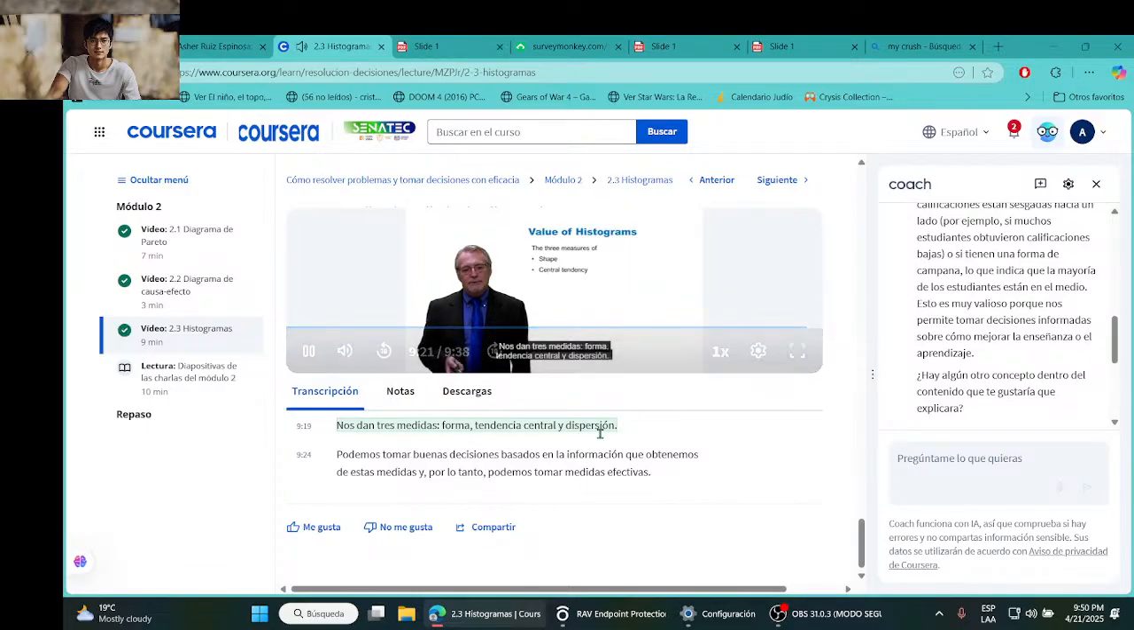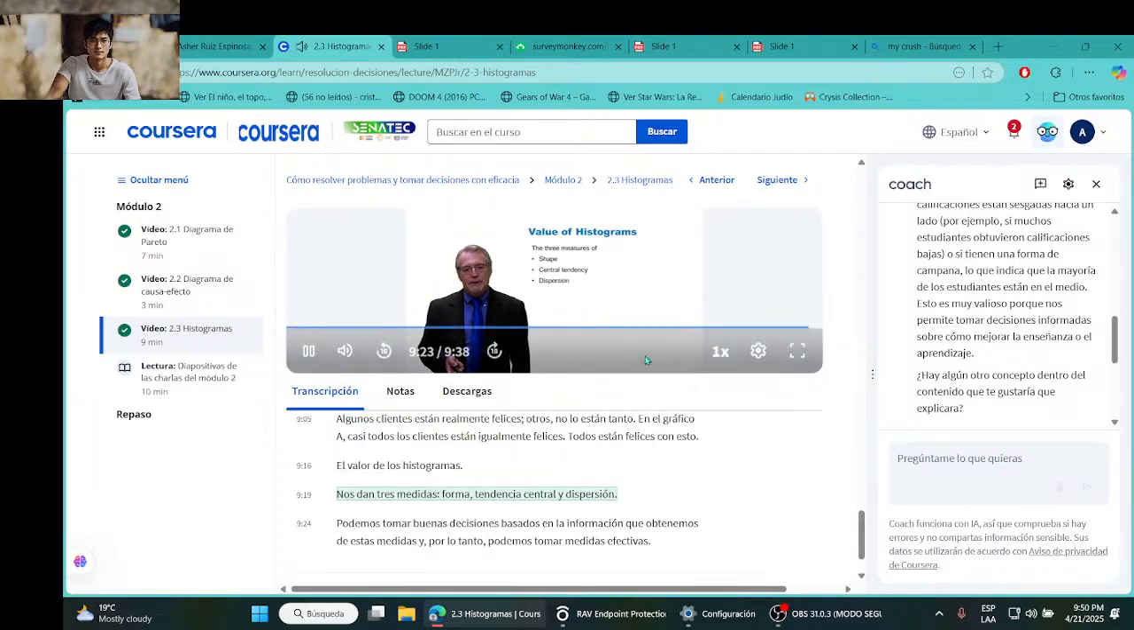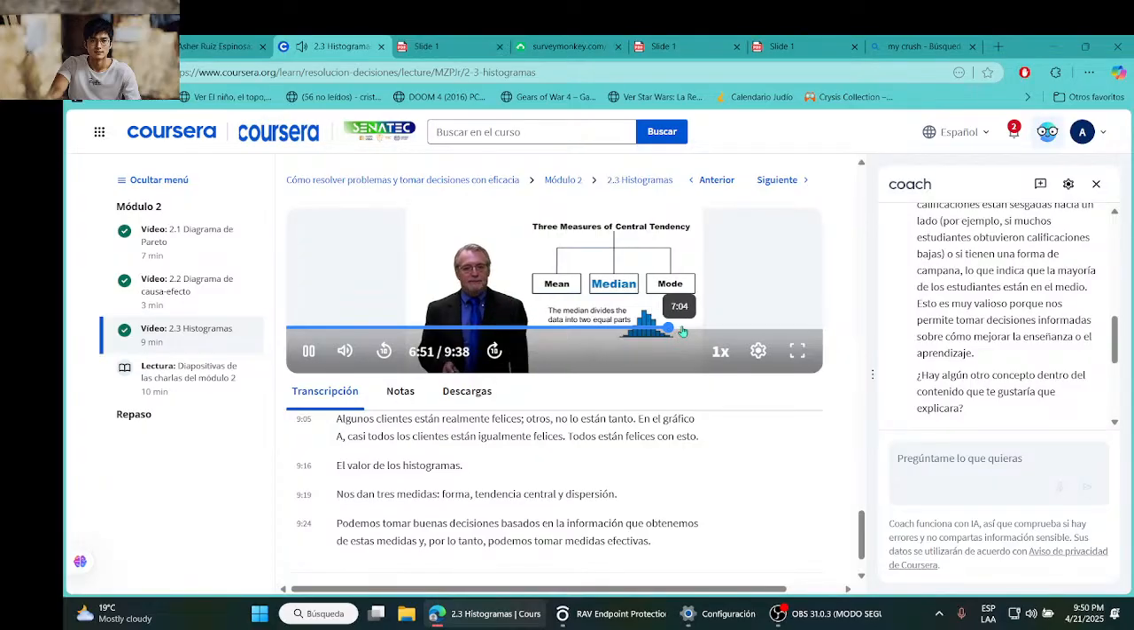measures the shape, the central tendency, and the dispersion, and the piece right in the middle. And then we have mode.